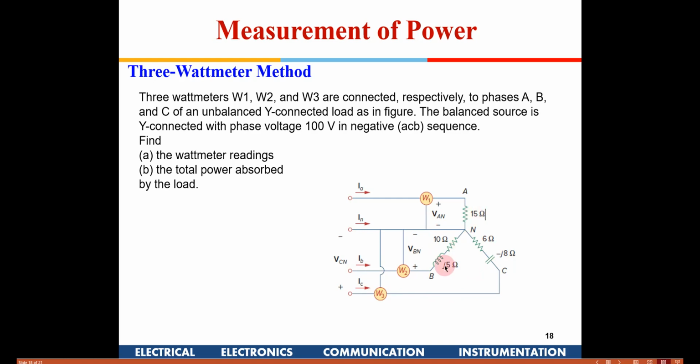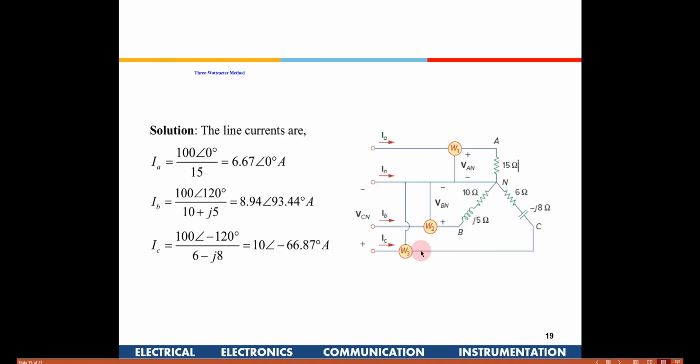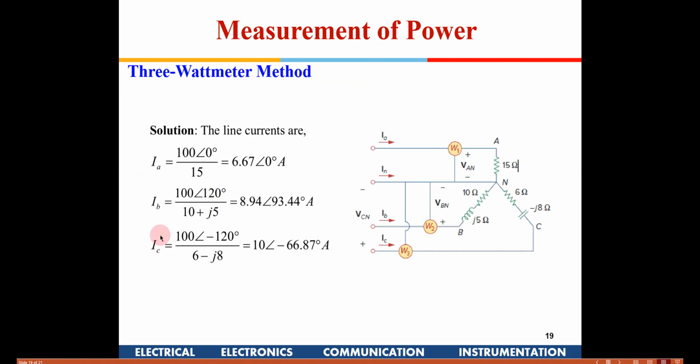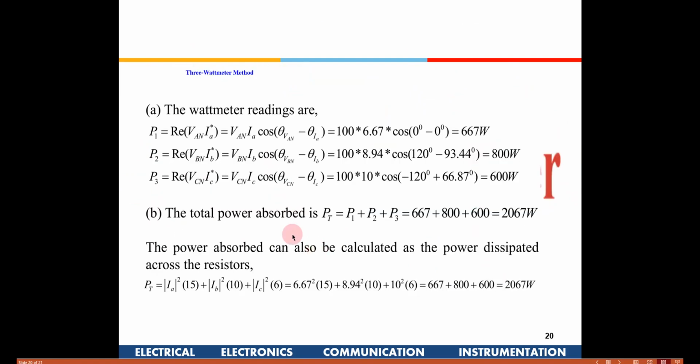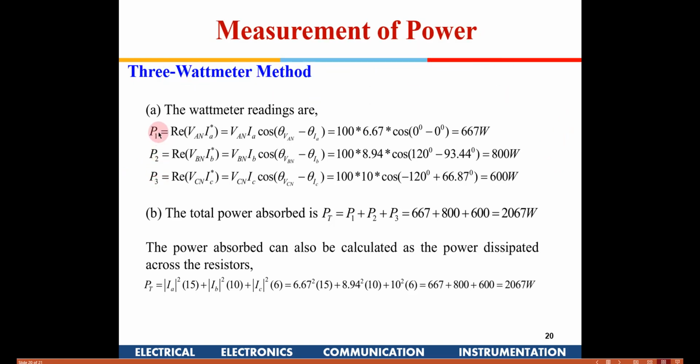Now this voltage is known, right? This 100 volt is the given phase voltage. Remember, this is not the line voltage, it is specified as 100 volt. So 100 divided by 15, 100 divided by 10 plus 5j, and 100 divided by 6 minus aj will give the 3 currents. So you find out these 3 currents here, and then the powers in each of these 3.